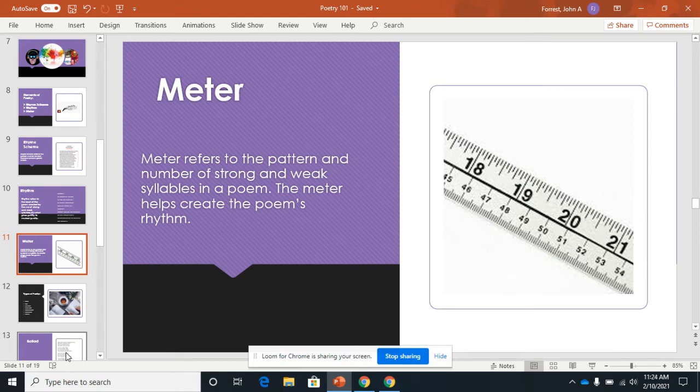So here we go. Once upon a midnight dreary, while I pondered, weak and weary. So I'm going to read that again. Once upon a midnight dreary, while I pondered, weak and weary. So you see I'm putting emphasis on certain words, on certain syllables and sounds, and it makes this stanza or these lines more dark and gloomy.